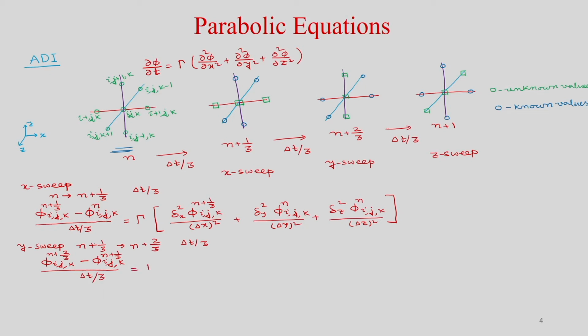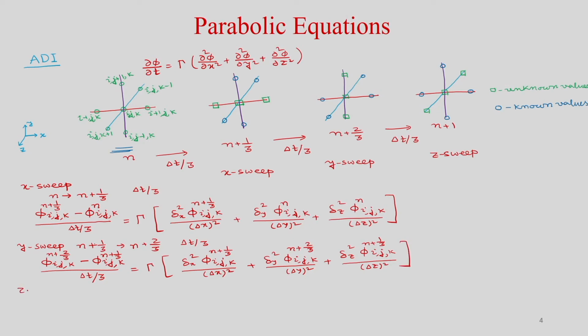Okay. So, in the diffusion term, now you have delta x square phi I j k divided by del x square. So, now from the previous time level you have to use, so previous time level is n plus 1 by 3. But delta y square phi I j, when we are writing, it will be at the current time level, so it will be n plus 2 by 3 divided by delta y square. And delta z square, again it will be from the previous time level, that means in this case it is n plus 1 by 3 divided by del z square.